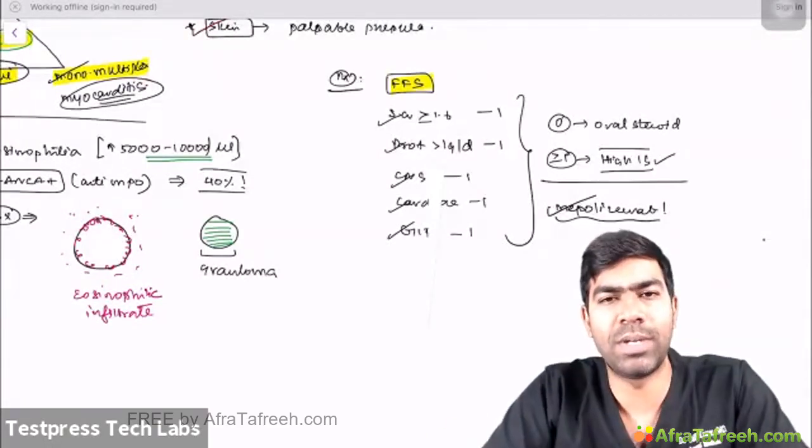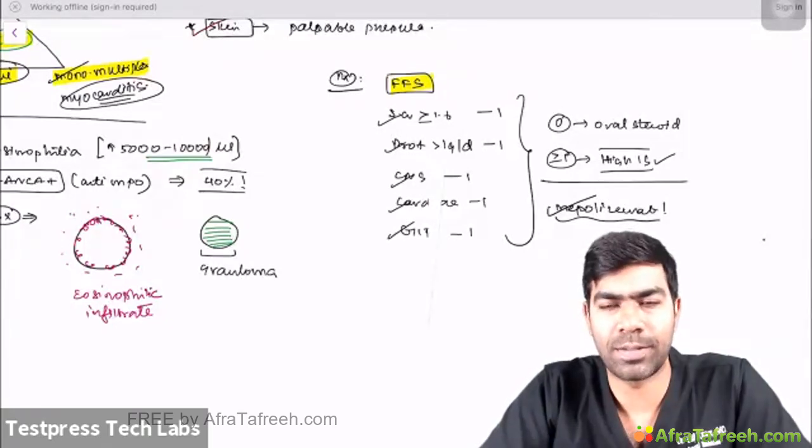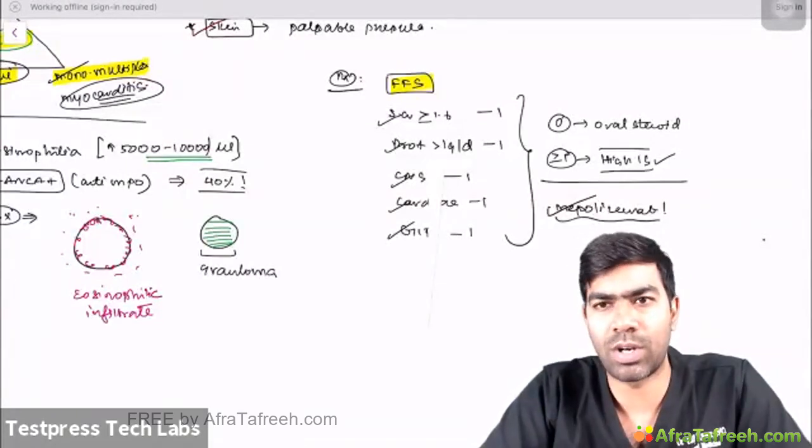Previously, there was a popular belief that Churg-Strauss syndrome can be triggered by montelukast and zafirlukast. What are montelukast and zafirlukast? What are these?